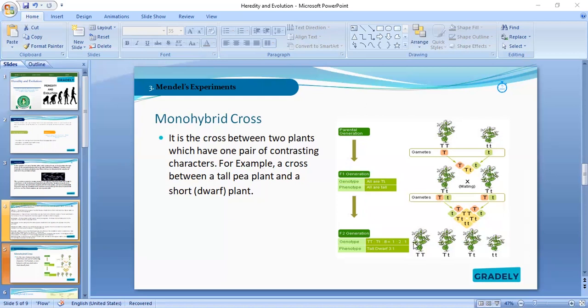So now when we are looking at this F2 generation, look up here. Now look at this genotype in the F2 generation. When capital T small t crosses with capital T small t, we are going to have the following. When this first T crosses with the first T here, we have capital T. When this first T here crosses with the small t, we have capital T small t. When this small t crosses with the capital T of the other parent, we have capital T small t.